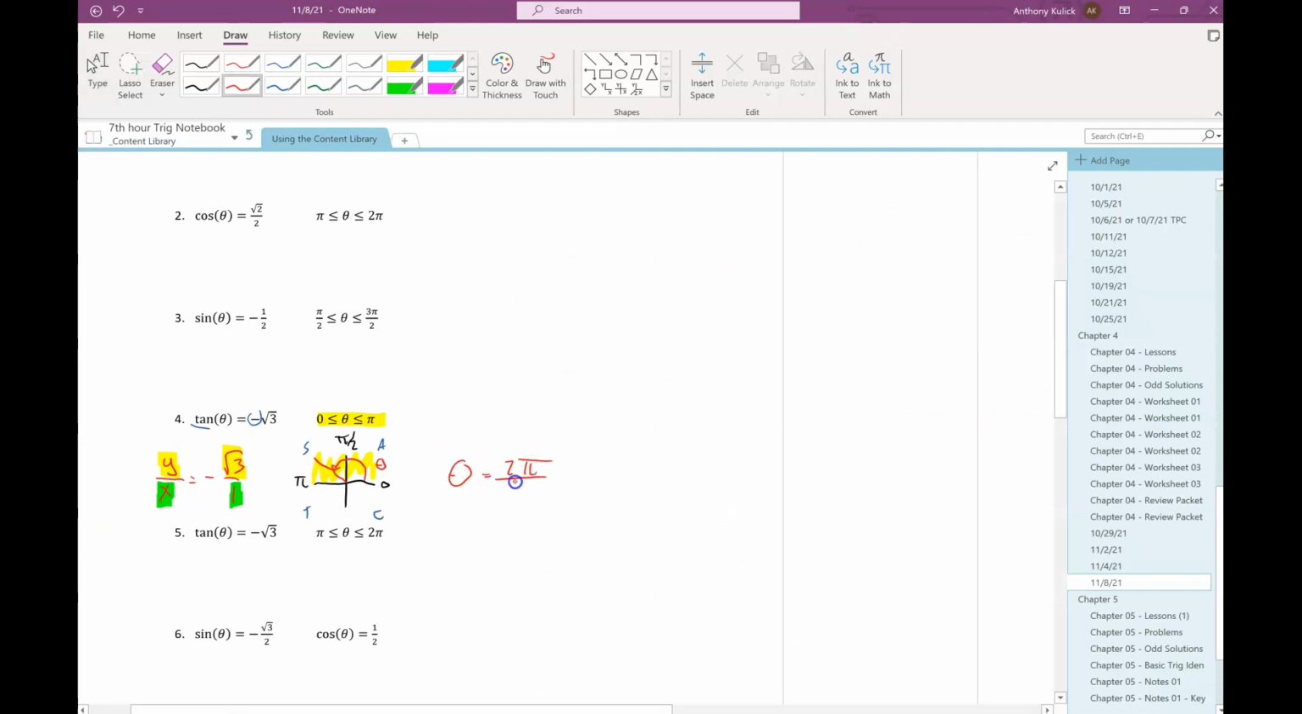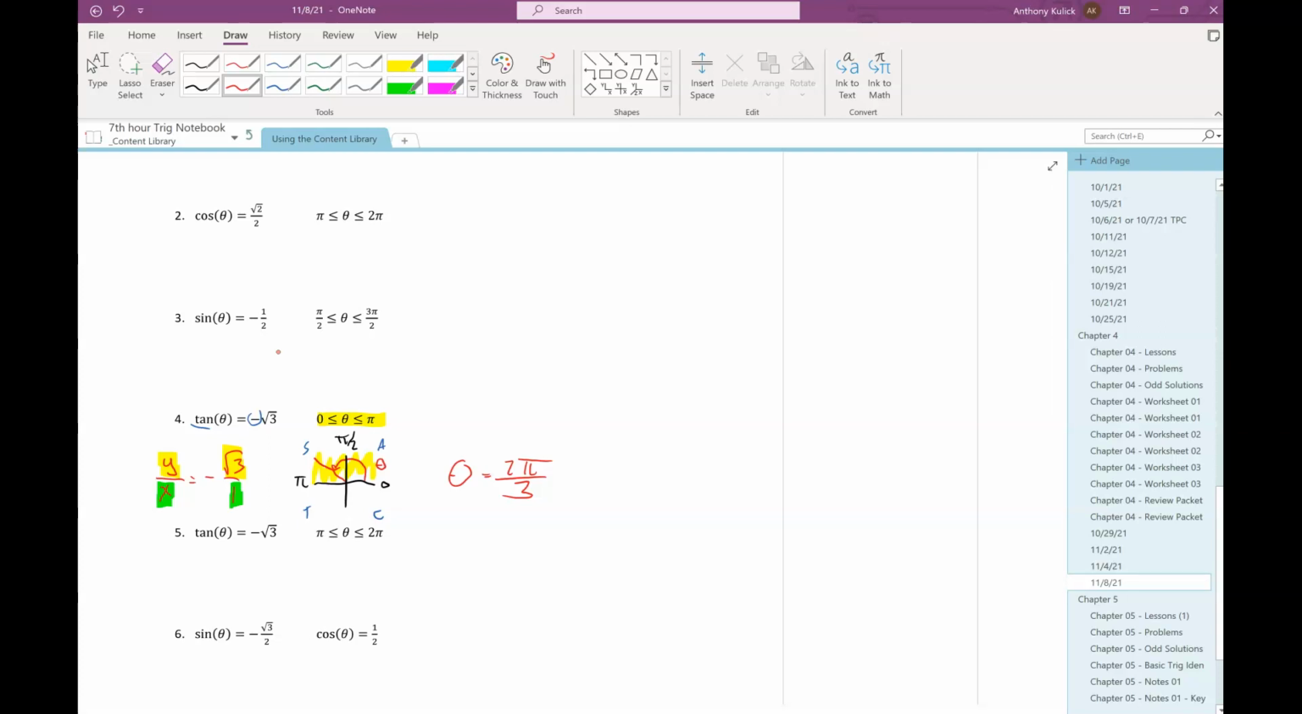And again, you can always check these. If I do tangent of 2 pi over 3 in my calculator, the decimal should be the same as negative root 3. And if I check 2 pi over 3, the decimal should be in between 0 and 3.14.